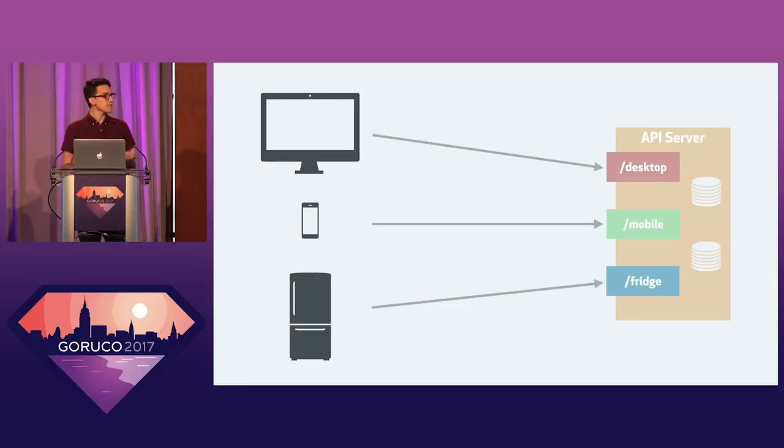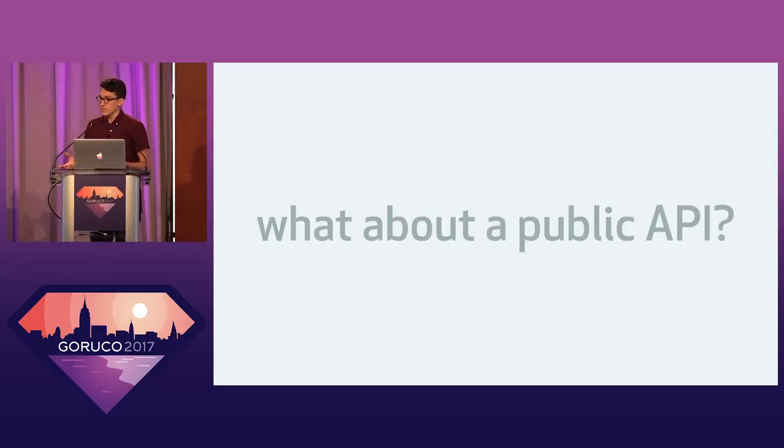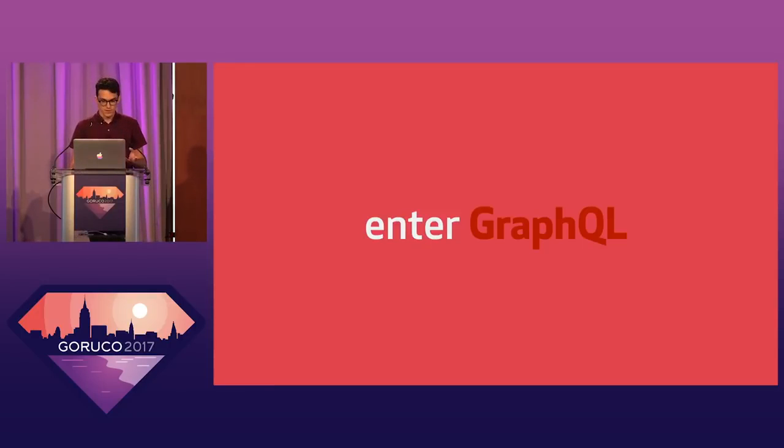Say that there's a new device that was released, a new Apple TV that has a fancy new version of the Netflix application. The older devices that haven't been updated end up getting all of this new information that they may not be using. And this also only really works if you as the API designer are in control of the client and you completely understand the data requirements that that client may need. And what about in the case of a public API where you may not know anything about the data requirements of your clients? Well, that's where GraphQL comes in.